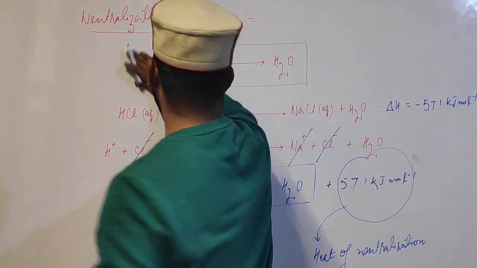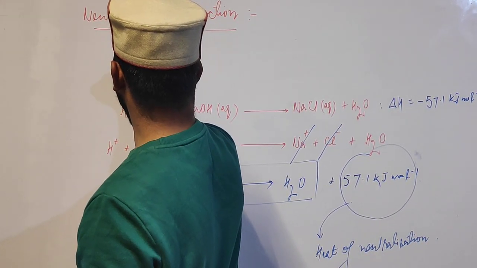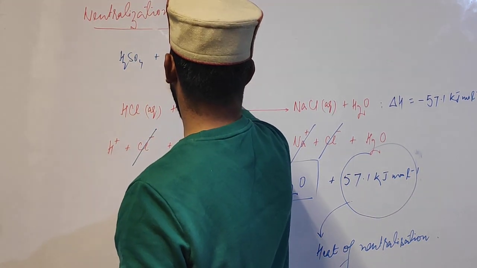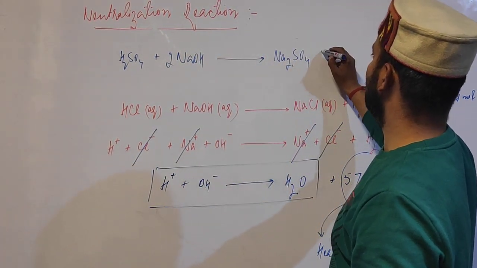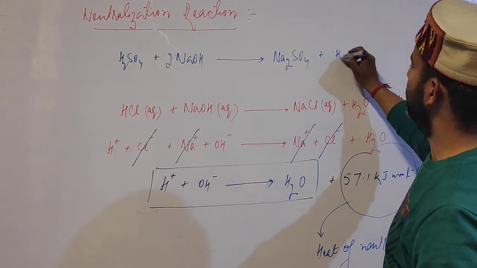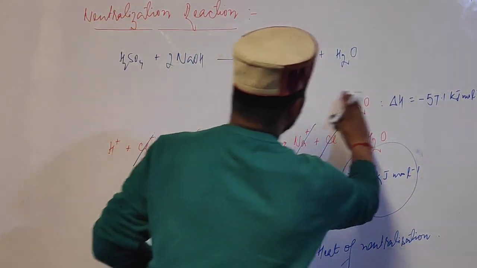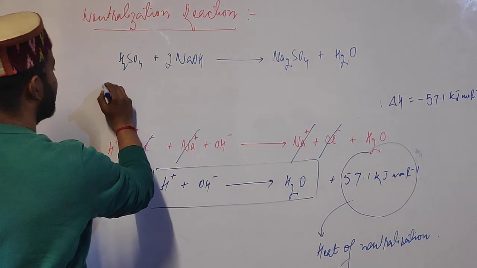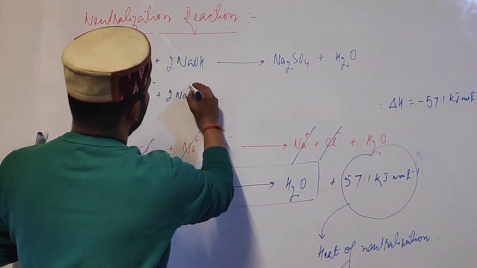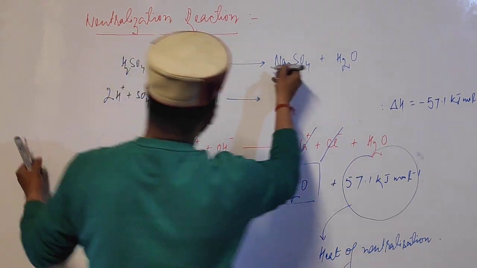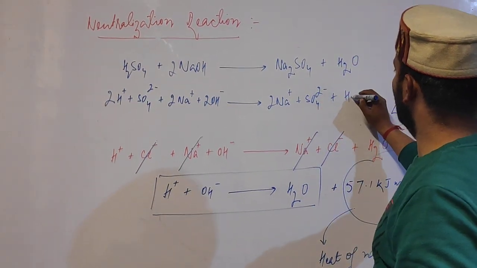Now suppose I take some other acid, like sulfuric acid, and then NaOH. The neutralization will take place to give what? Sodium sulfate plus water. Now if this reaction is split into ionic reactions, then sulfuric acid is a strong electrolyte, it ionizes completely. Sodium hydroxide will ionize completely to give 2 hydroxyl ions and 2 sodium ions. Sodium sulfate is a water soluble salt which dissociates completely. So we have these ions plus water.